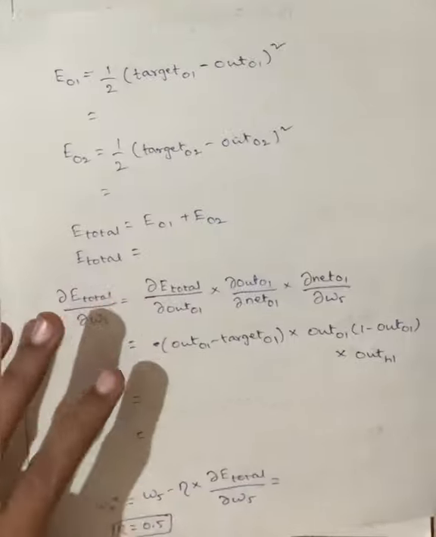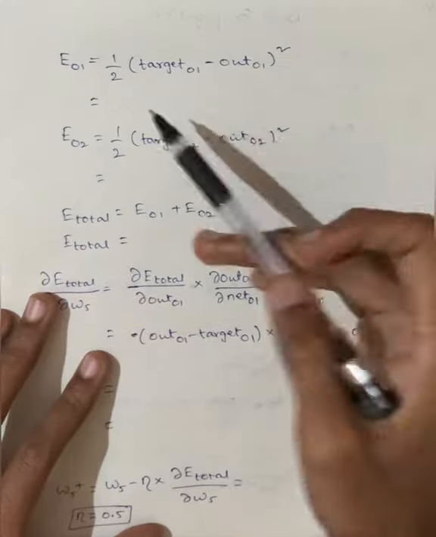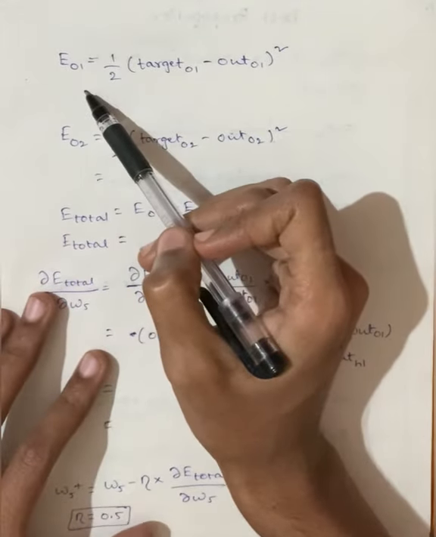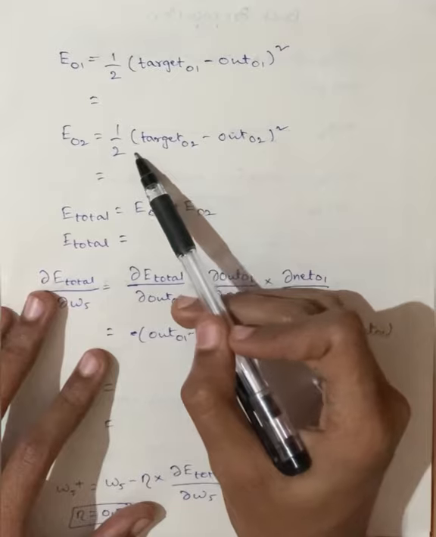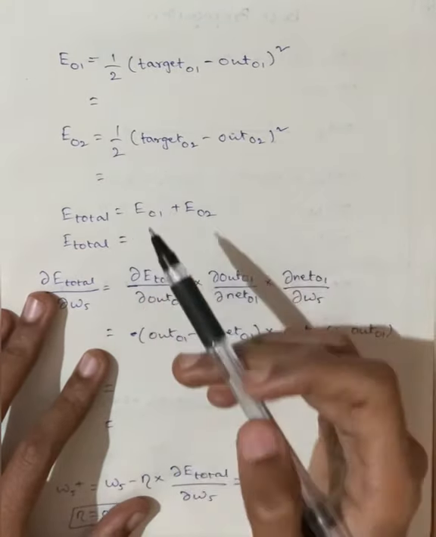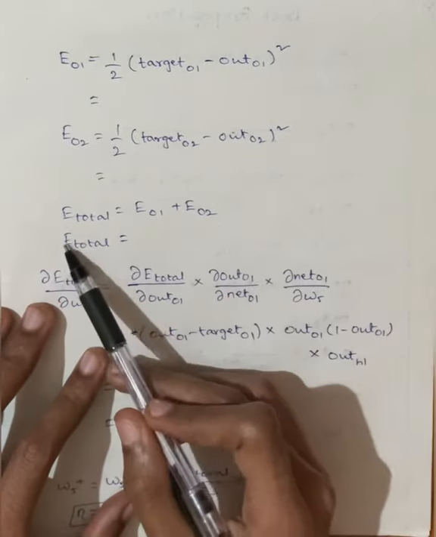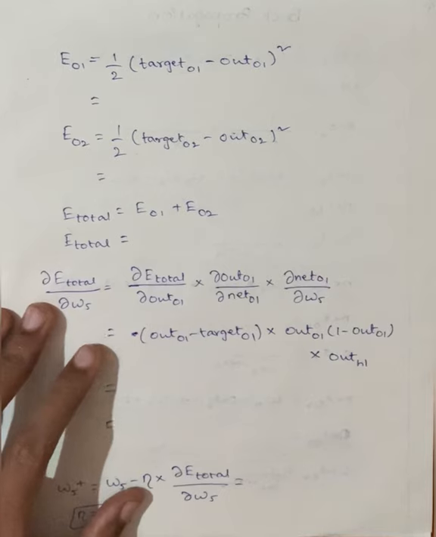We will take the difference of both of them, take the whole square and divide it by 2. Then we will get the error value EO1, and the same procedure is repeated for O2. Then we get the error EO2. Finally we will take the total of the errors EO1 plus EO2. The E total will be obtained here.